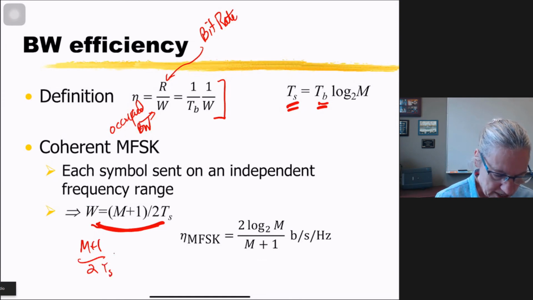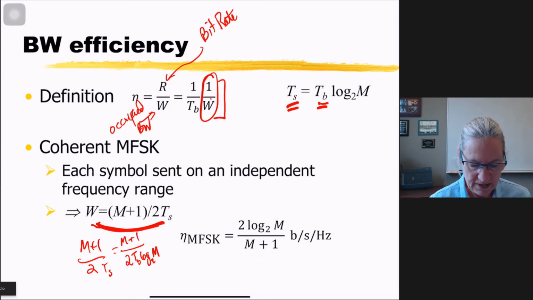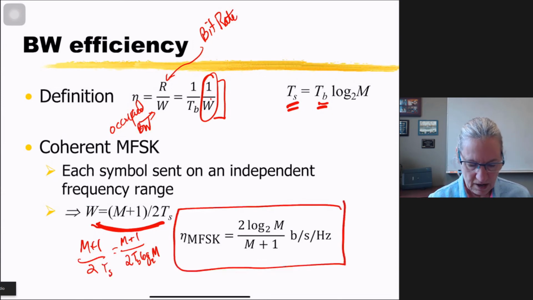And I'm going to say that that's (m plus 1)/2 TB log 2m. So this is W, and of course I'm going to put that in the 1 over W. And when I do that, I'll get the 2 log 2m in the numerator, the m plus 1 in the denominator, and of course the TB's cancel. So I come up with a nice, simple expression for the spectral efficiency of coherent MFSK. And it's 2 times the log 2 of m, divided by m plus 1.